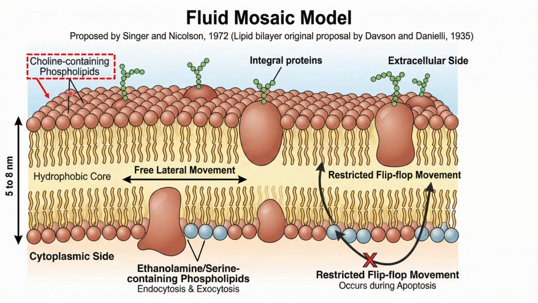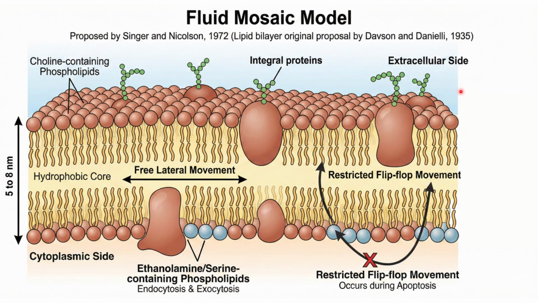As you can see, the upper layer is mainly rich in phospholipids containing choline, phosphatidylcholine, whereas the lower or inner layer is rich in ethanolamine or serine containing phospholipids, that is phosphatidylethanolamine or phosphatidylserine. Then each layer can be considered as a leaflet.